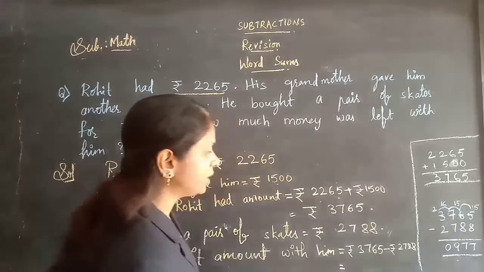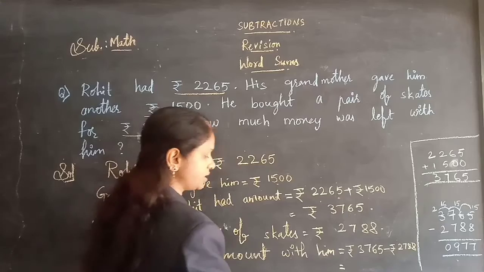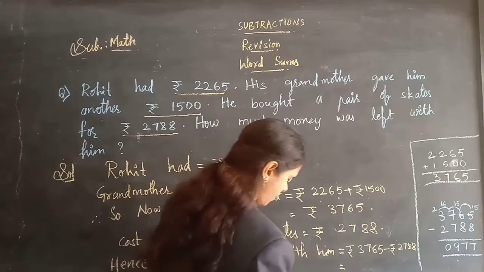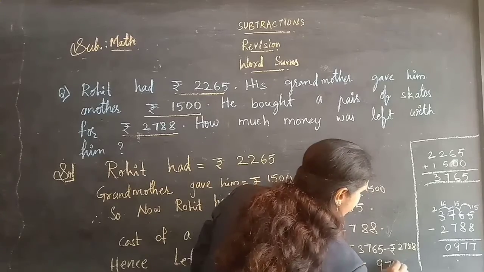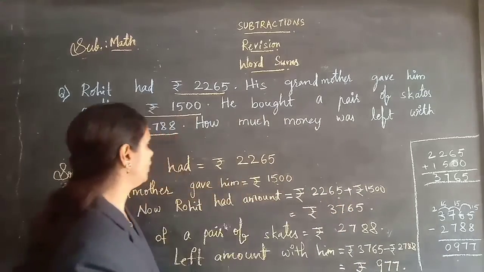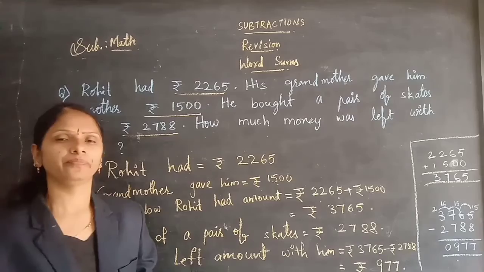So how much amount is left here after purchasing the skating shoes? After purchasing it, 977 rupees are left with Rohit.